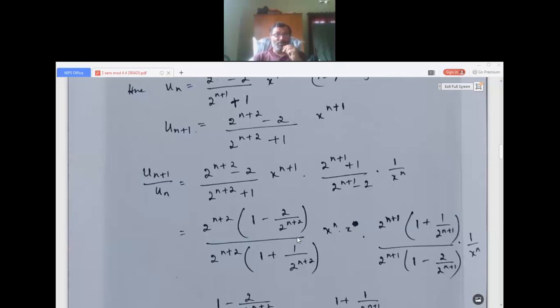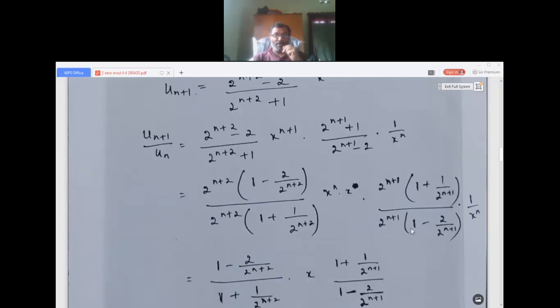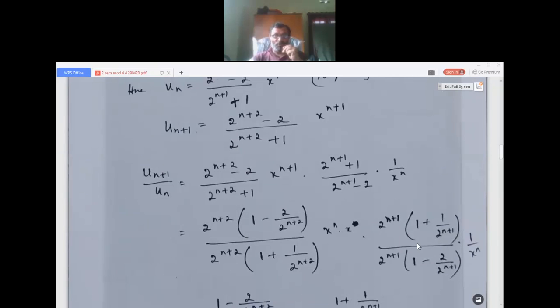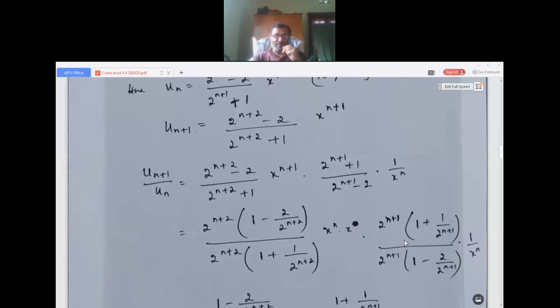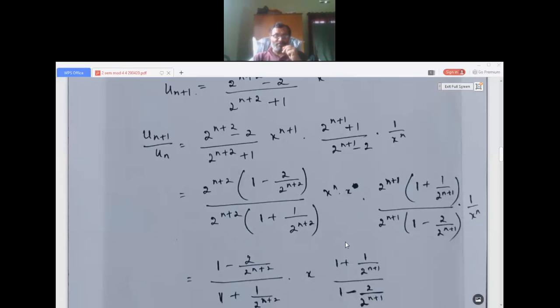Why do we do this? Because we want n in the denominator. This is the concept you studied right from PUC and last year also in Maths 1: how to evaluate limits when n tends to infinity, because limit n tends to infinity, 1 by n is 0. Coming to this, I remove 2 power n plus 1 outside. So 1 plus 1 by 2 power n plus 1. Here also in the denominator, I take 2 power n plus 1 outside: 1 minus 2 by 2 power n plus 1, and then 1 by x power n as it is. Now cancelling comes into the picture here.